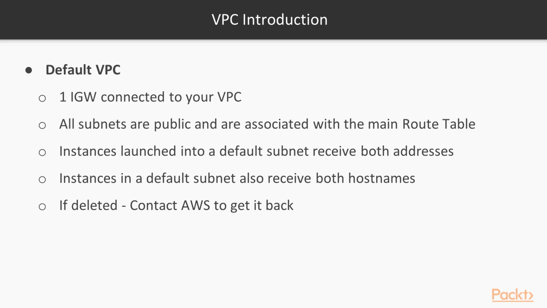One internet gateway is going to be connected to your default VPC, and all subnets are public and are associated with the main route table with a rule that sends all internet traffic to the internet gateway. Instances launched into a default subnet receive both a public IPv4 address and a private IPv4 address, as well as public and private DNS hostnames. But if you delete your default VPC, by accident or through some other circumstance, you can only get it back by contacting AWS.